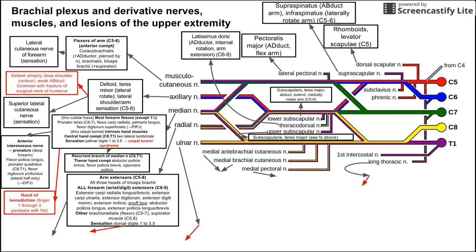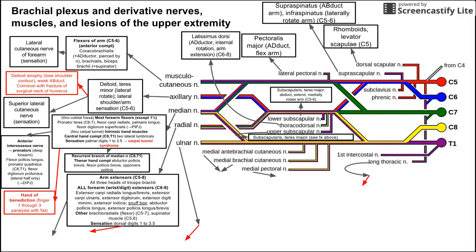Radial nerve does more than that too. It also innervates some other muscles that are in the forearm, particularly the brachioradialis, which is kind of halfway between the anterior and posterior compartments of the forearm. This muscle is actually a flexor, as well as the supinator muscle, which does what its name implies. It allows you to supinate, or make a lateral rotation of the forearm.